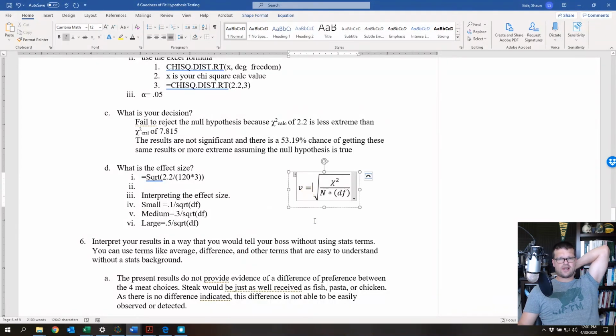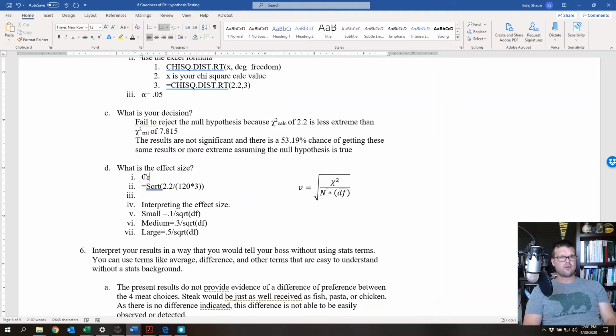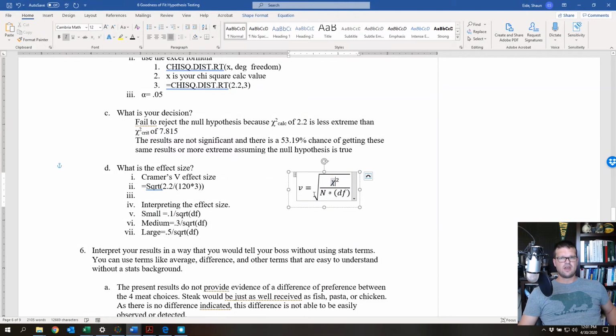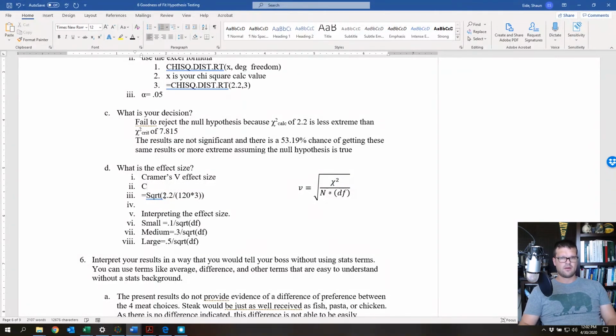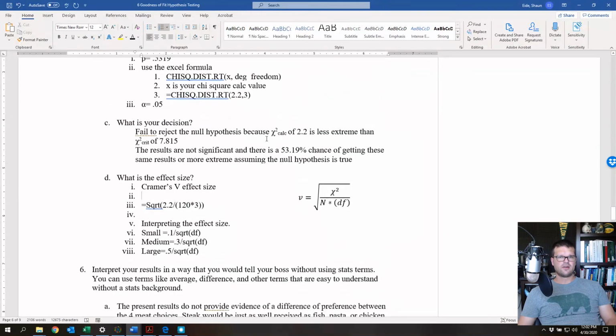Next, what is the effect size? Once again, this is a different type of effect size. This right here is Cramer's V effect size. And the way that you calculate Cramer's V is you take chi-squared, and I can do this. Let's see here.